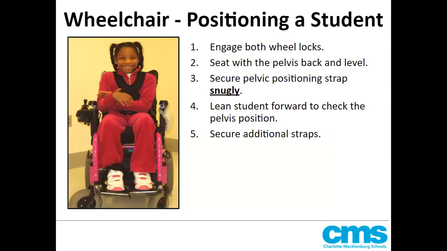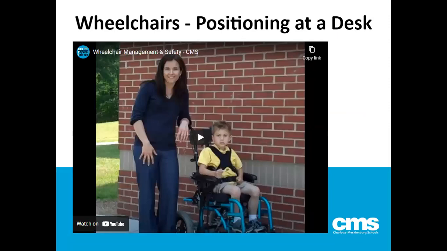Let's recap how to position a student in a wheelchair. Make sure you engage both wheel locks. Sit the student's pelvis as far back in the chair as possible and make sure it is level. Secure the pelvic positioning strap snugly. Lean the student forward to check the pelvis position and make sure it is making contact with the back of the seat. Secure any additional straps, such as the anterior chest harness. Let's look at how to position a wheelchair at a desk.